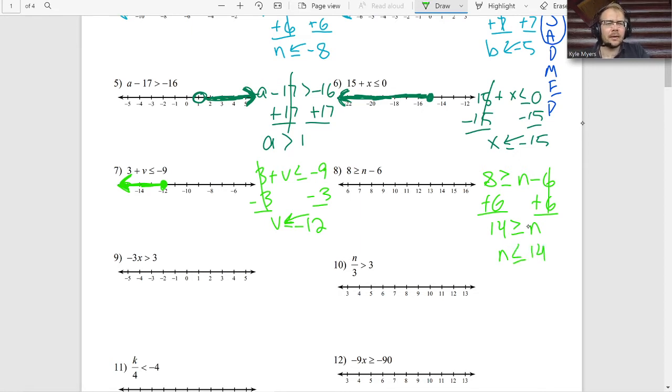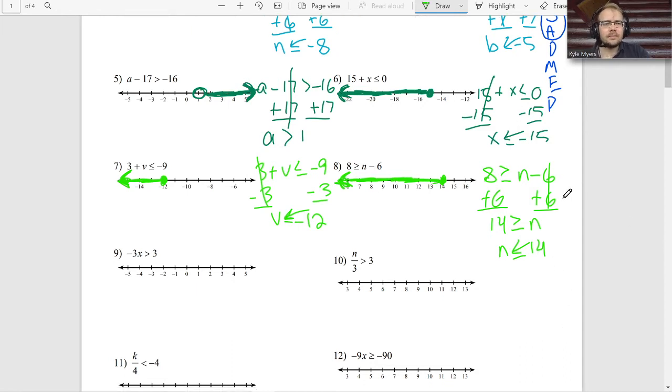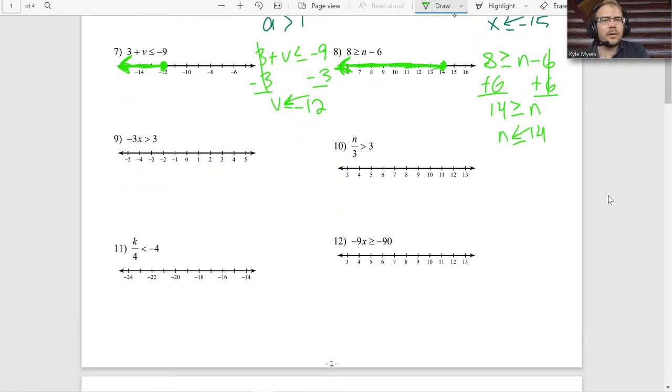Or you can try to read it backwards. If you read it backwards here, it'd be n less than or equal to 14. So that's how I write it. All right, and then that would go to the left. Don't forget when you're solving these to get the letter on the left side. Doesn't really matter if it's an equation. Super, super matters if it's an inequality. So then we shade this way. And there we go.